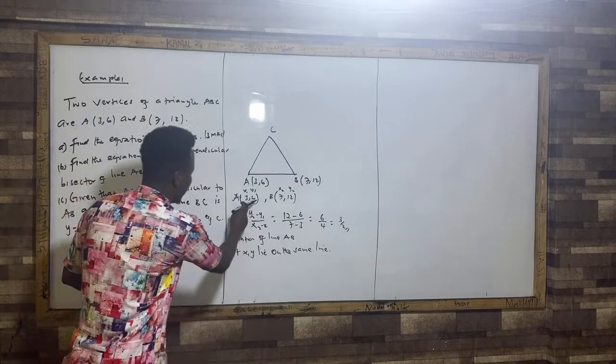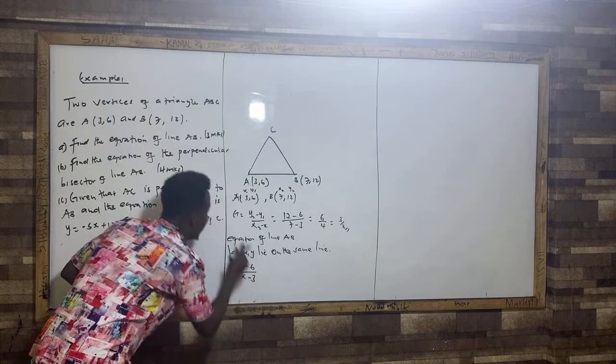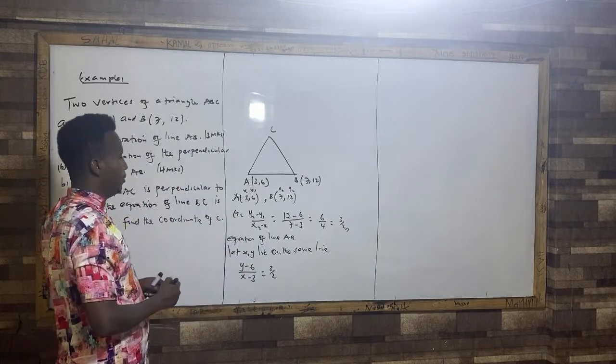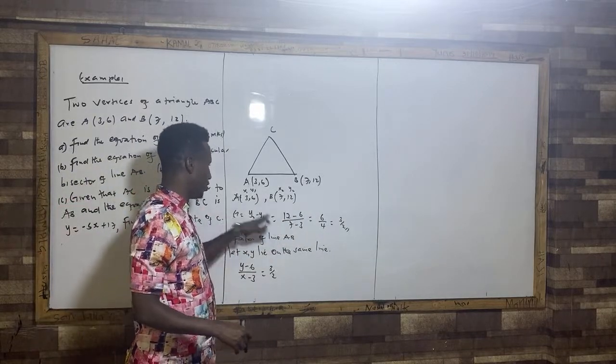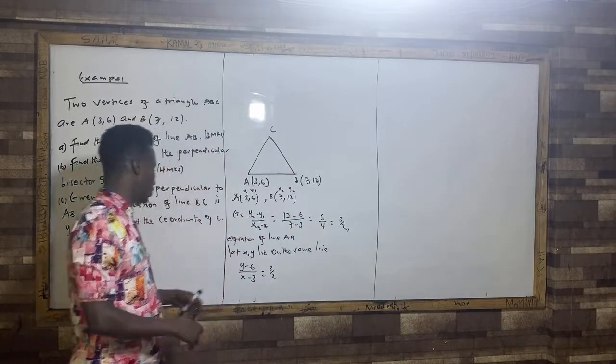Now, knowing that, let me take this point and say y minus 6 divided by x minus 3 is equal to the gradient, which is 3 over 2. Please remember our gradient is 3 over 2 because 12 minus 6 is 6, 7 minus 3 is 4. So 6 by 2 is 3, and 4 by 2 is 2. So it's 3 over 2.